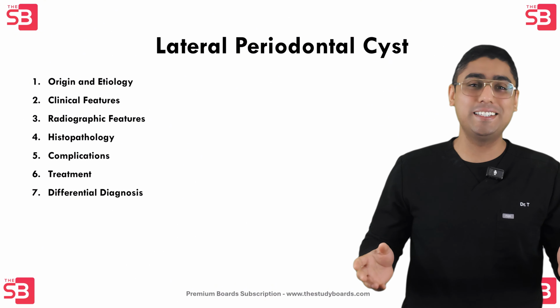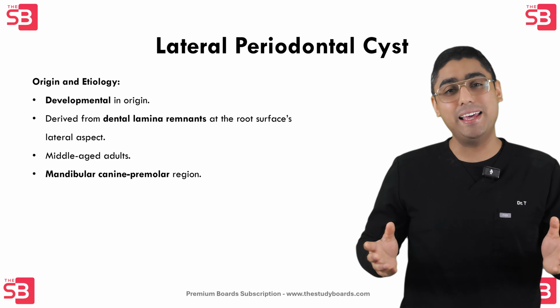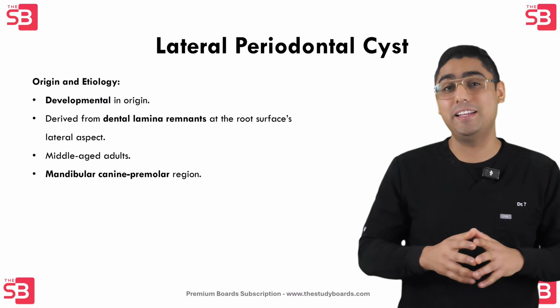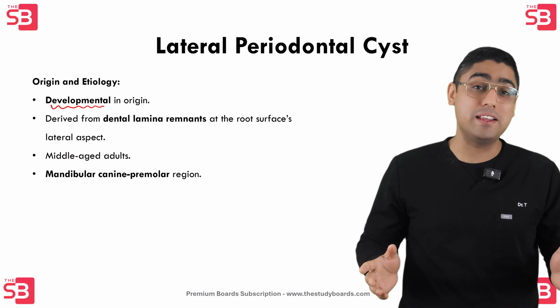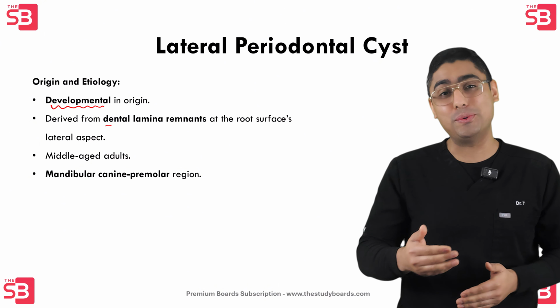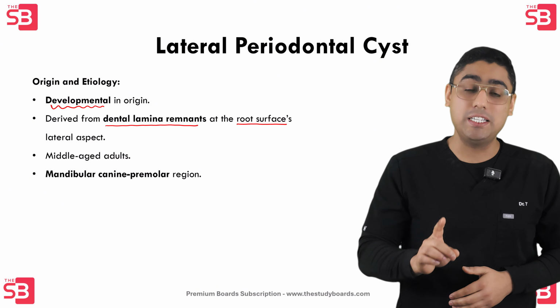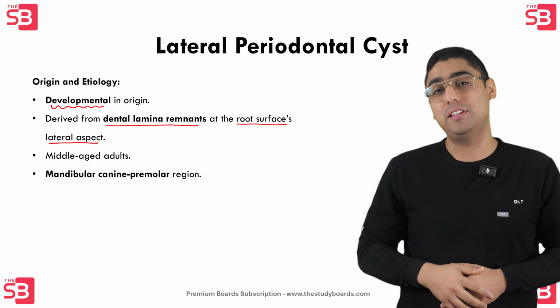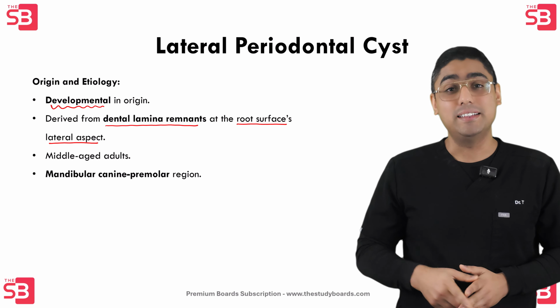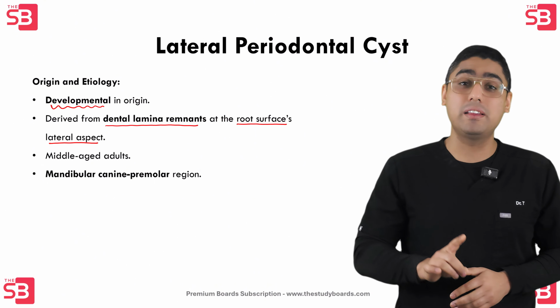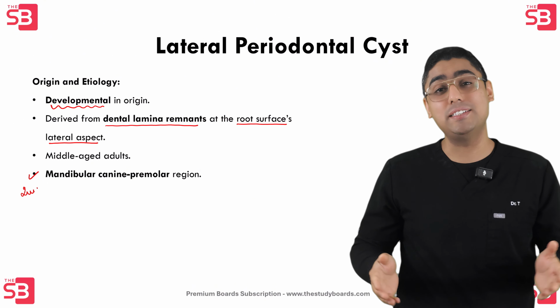Let's look into the origin and etiology of these cysts. So LPCs are developmental in nature. They arise from dental lamina remnants found along the side of a tooth's root. And now the location and age group of the occurrence of these cysts is very important. These cysts occur in mandibular canine premolar regions in middle-aged adults.